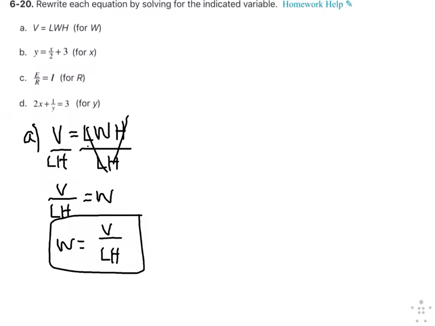Whenever you're solving literal equations, make sure that the variable you're solving for is on the left-hand side. Okay, let's do B.